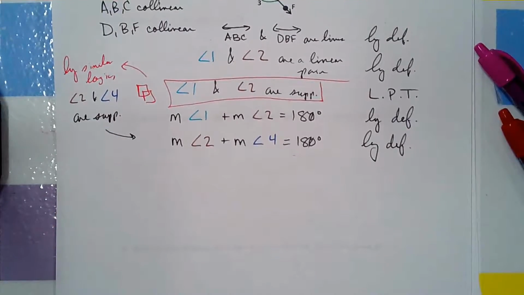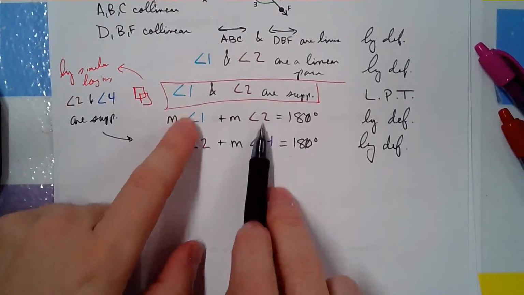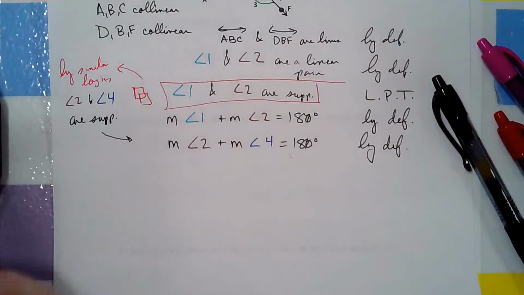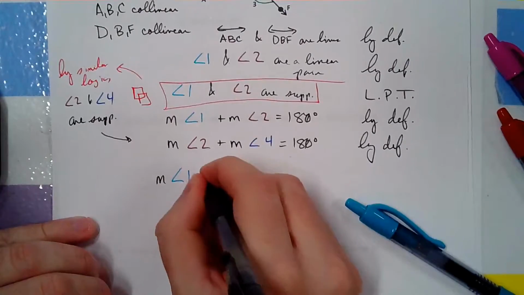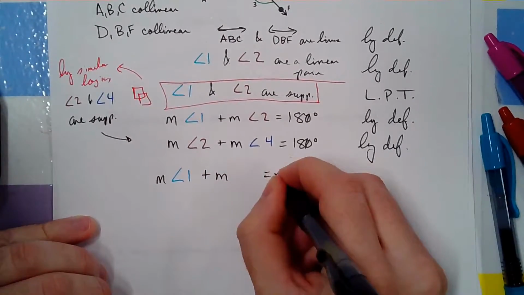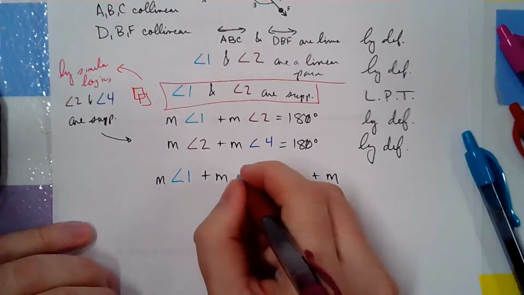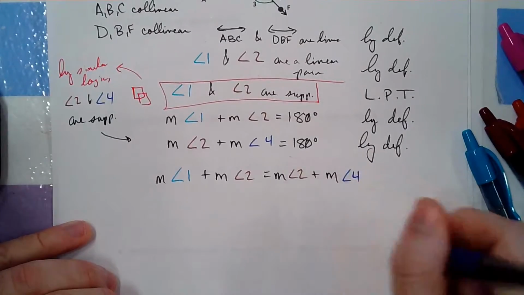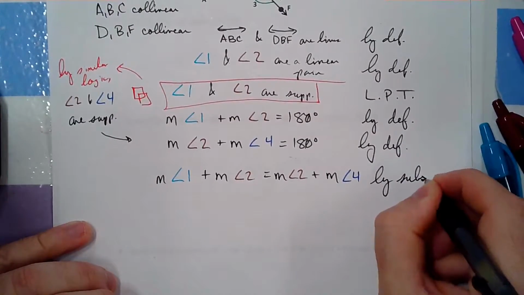Smell what I'm stepping in? Okay. Now, the magic. Laney sees this. These guys add up to 180. These guys add up to 180. They must add up to each other, right? Cool. Pretty good for a kid that wasn't here yesterday. All right, so we know that measure of angle 1 plus measure of angle 2 is going to equal measure of angle 2 plus measure of angle 4. Dark blue. And that's by substitution. S-U-B-S.